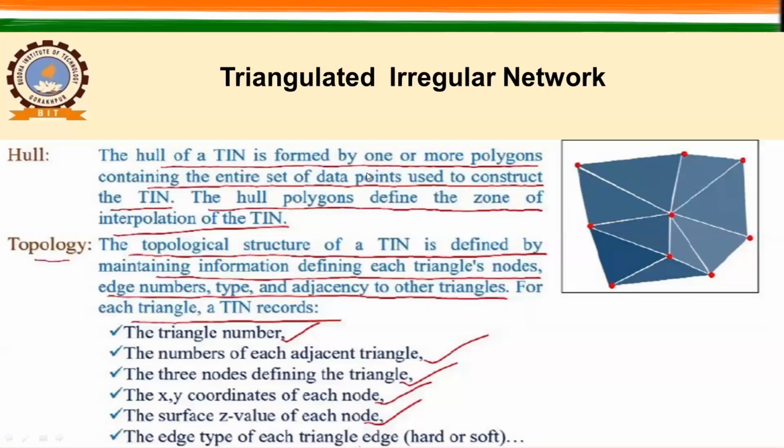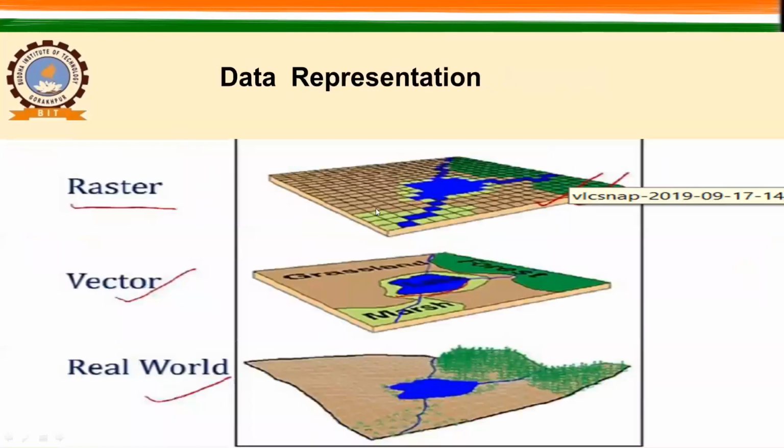Now let us see how we are representing our data in case we have raster data and vector data. So which one is closer to our real surface, right? Now see here, when we are talking about data representation, whether it is vector or raster or your real world.